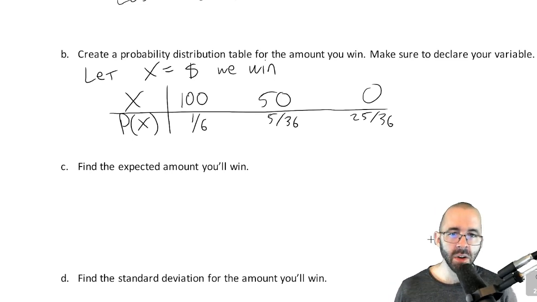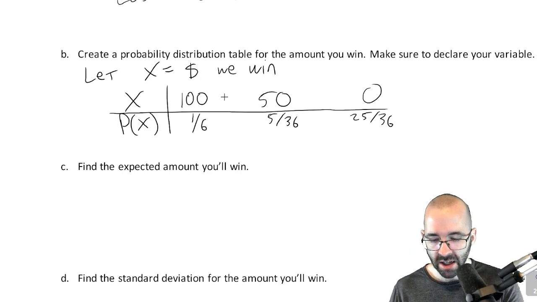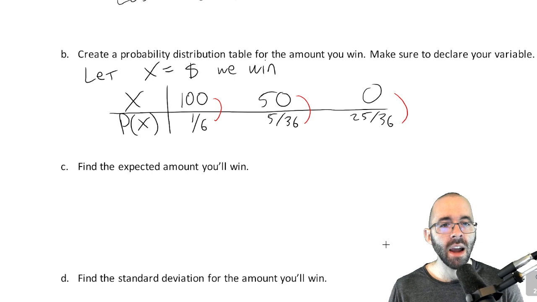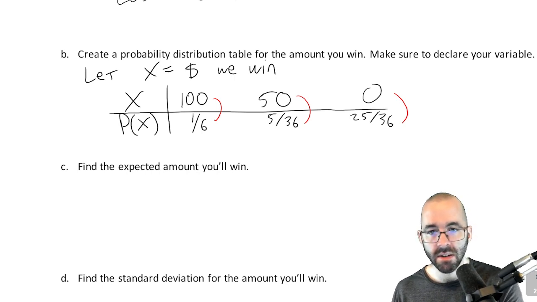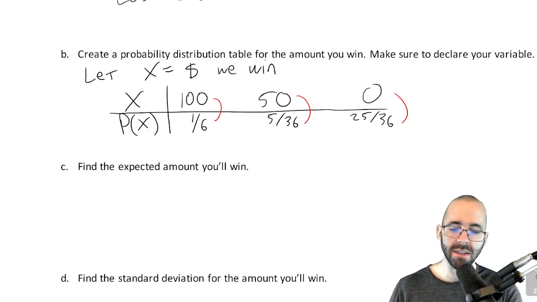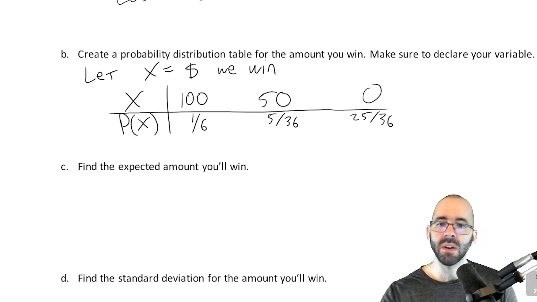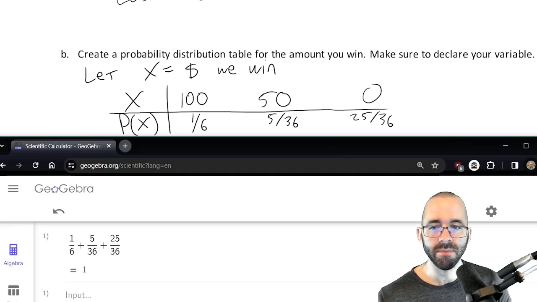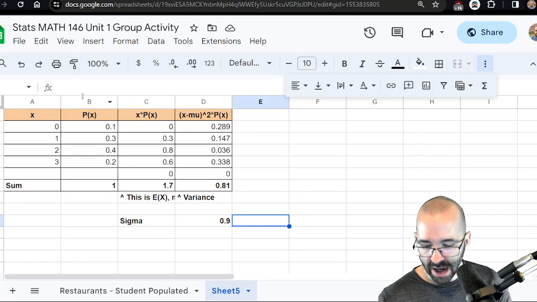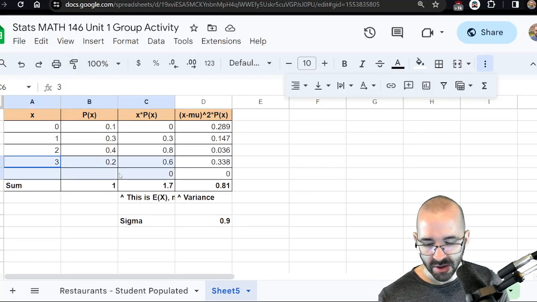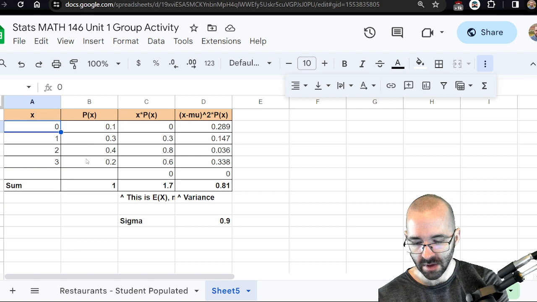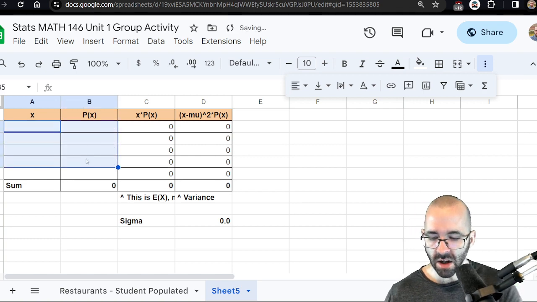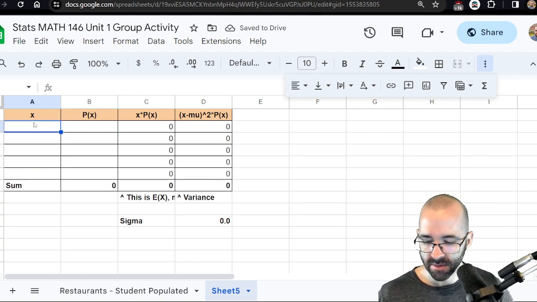Find the expected amount you'll win. That just means take every value, multiply it by its probability, add up all of those products. 100 times a 6th, 50 times 5/36, etc. Or we can use our spreadsheet. We have 3 outcomes, so we're not going to need this bottom row. Let's delete all of our x's and p of x's.